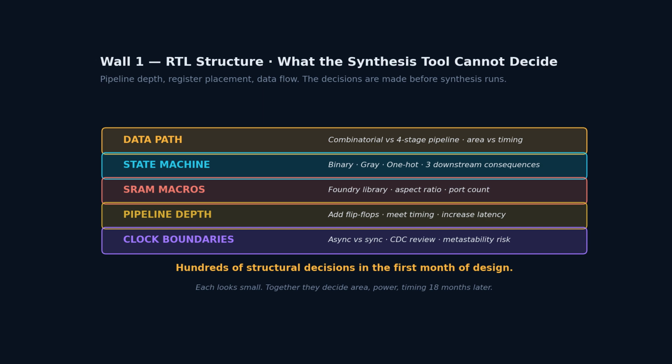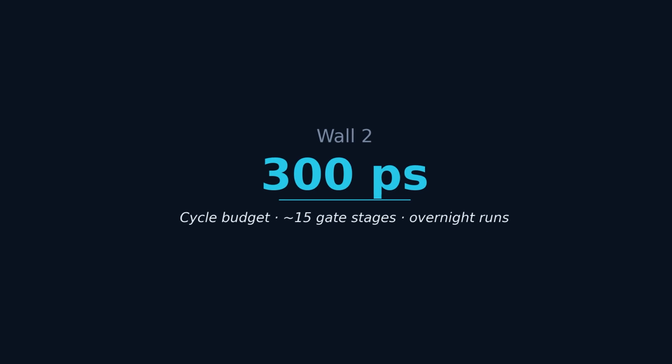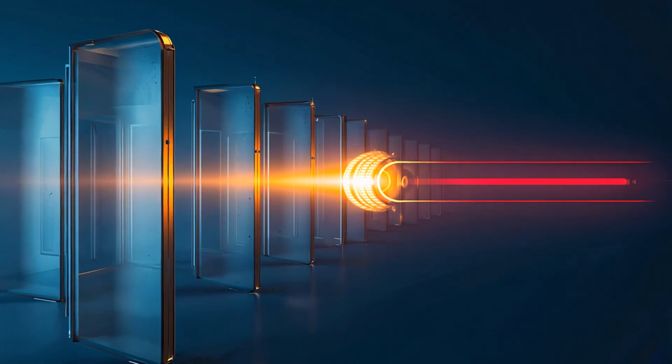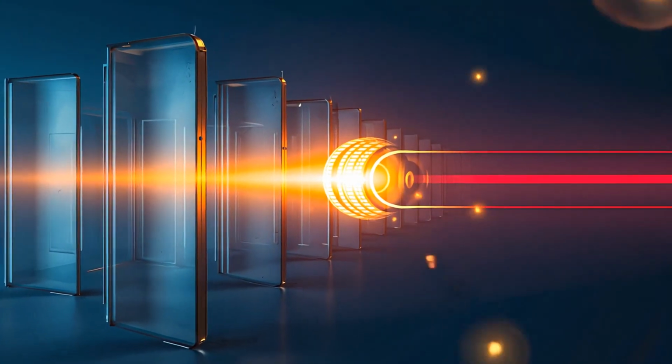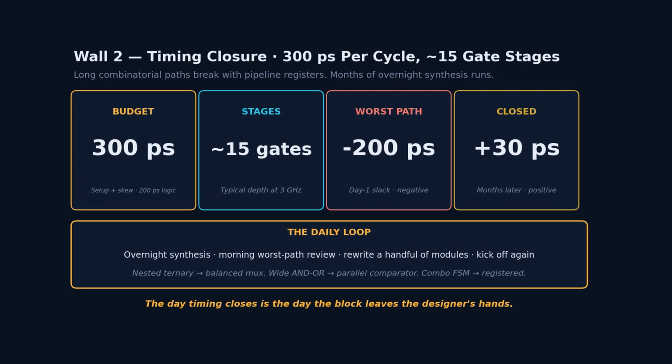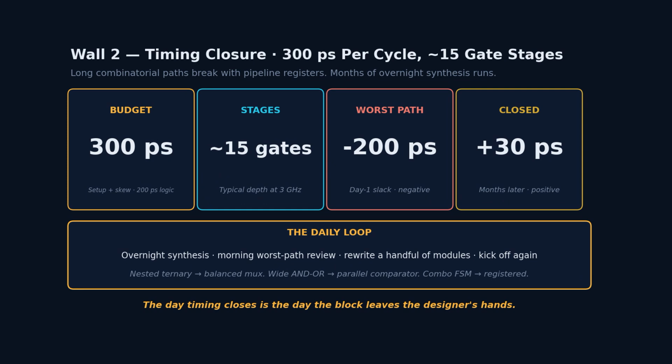Wall 2, timing closure. At 3 gigahertz, a signal has 300 picoseconds to cross from one flip-flop to the next. Subtract setup time, hold time, and clock skew, and the designer has roughly 200 picoseconds of logic delay to work with. About 15 gate stages, the designer reasons about timing before any synthesis has run. Long combinatorial paths get broken with pipeline registers. Wide multipliers get split into smaller chunks. Memory reads get registered. Mux structures get balanced so no input has a longer delay than another.